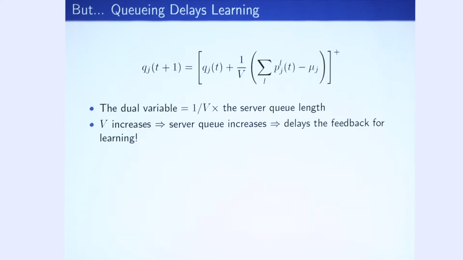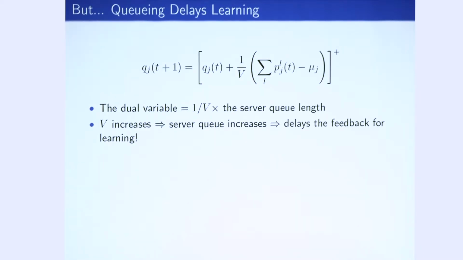You need to take a closer look at this dual update. This dual variable is equal to 1 over v times the server queue length. In Shakeout's part of the talk, 1 over v is like epsilon, but here I'm taking v, so think about v as large. For this kind of queue length-based policy to be able to track the long-term dynamics, we need to make v large. But now, if v increases, then as you can see, the server queue increases.